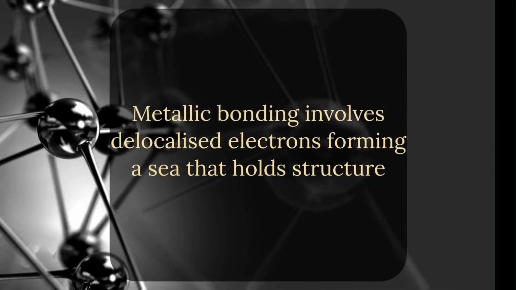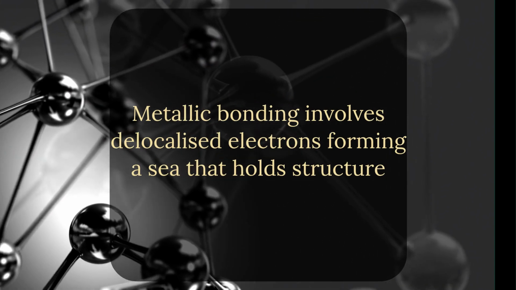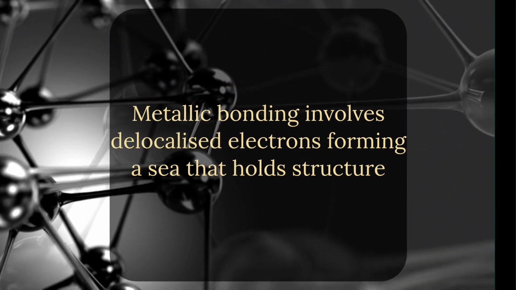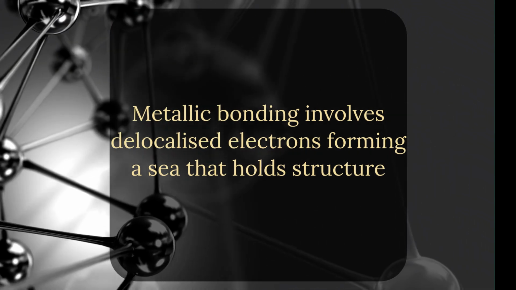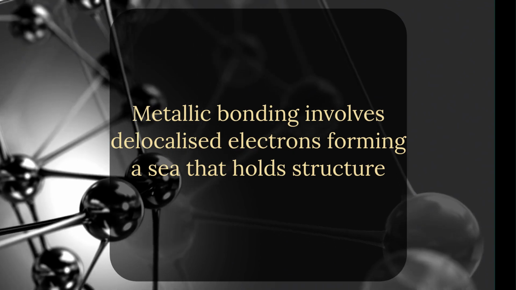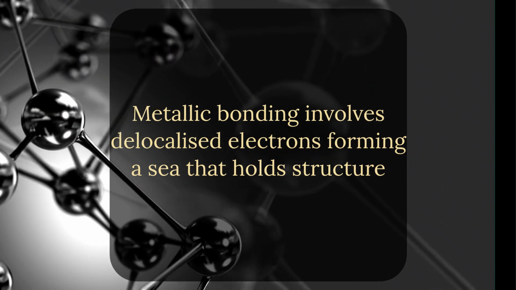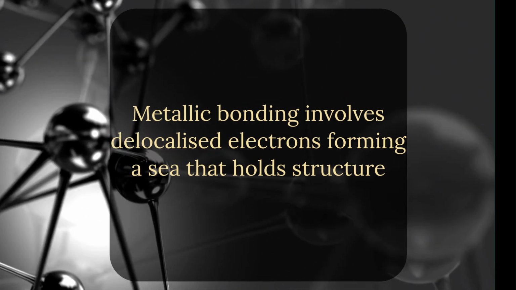Metallic bonding involves delocalized electrons. Metals lose outer electrons, forming positive ions in a lattice. Delocalized electrons move freely, creating a sea that holds the structure. The electrostatic attraction between ions and electrons forms the metallic bond. This bond explains metals' unique properties.